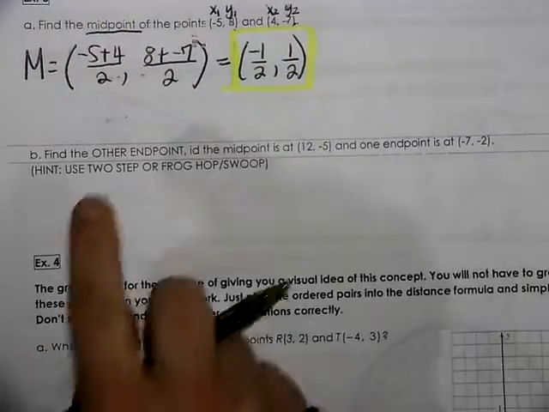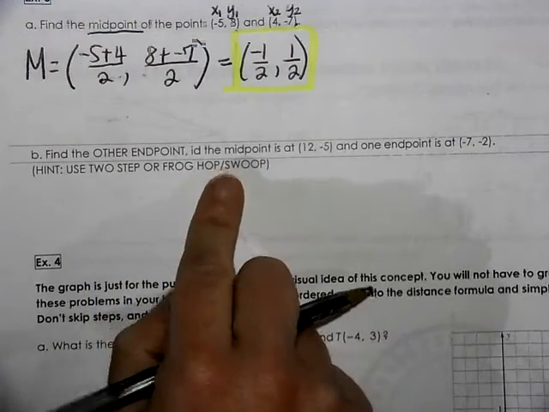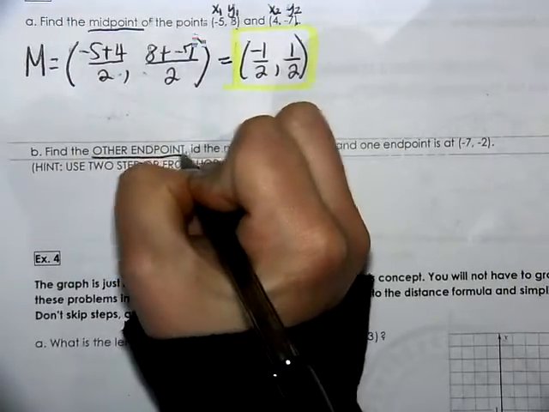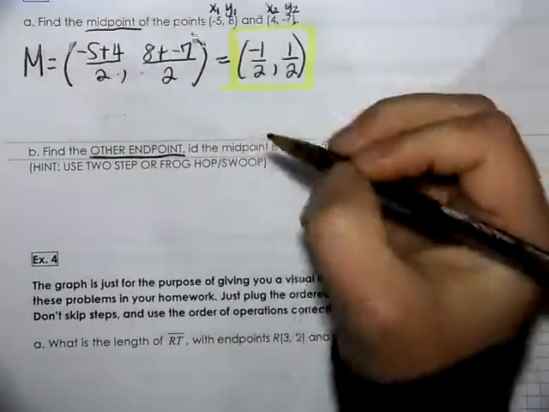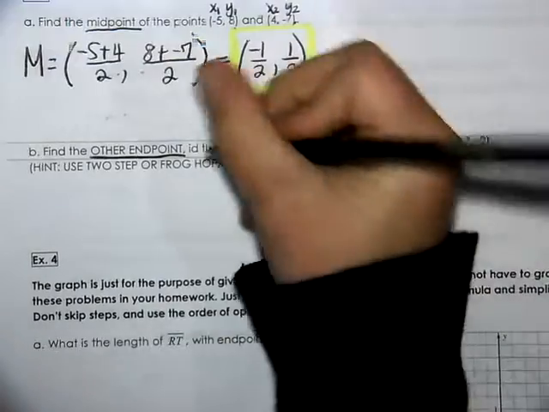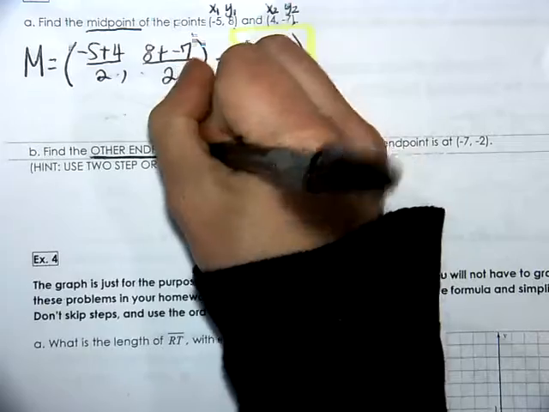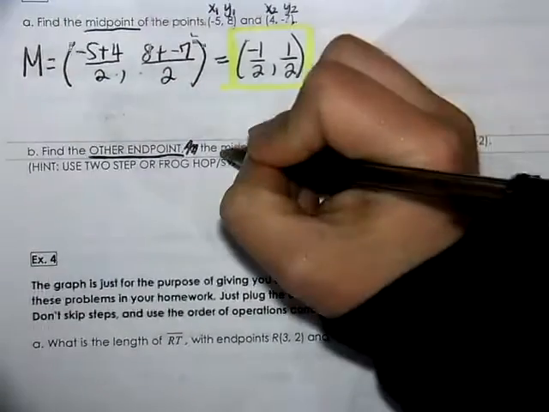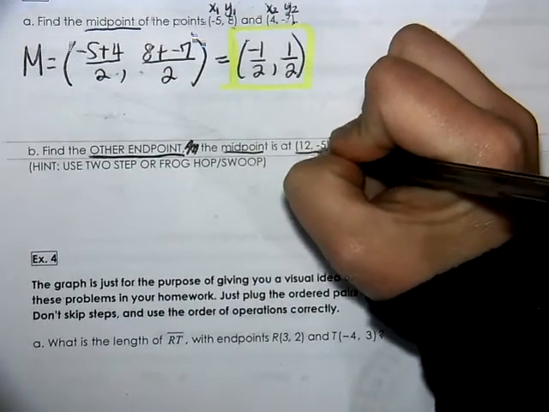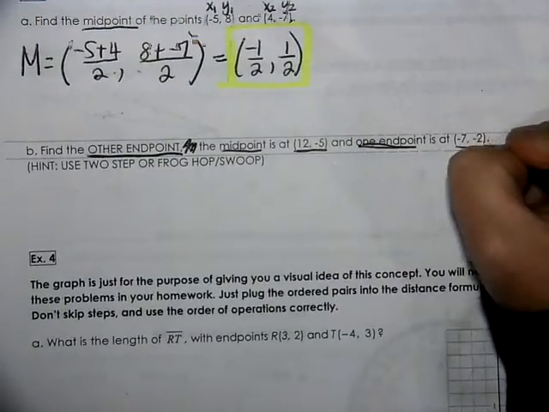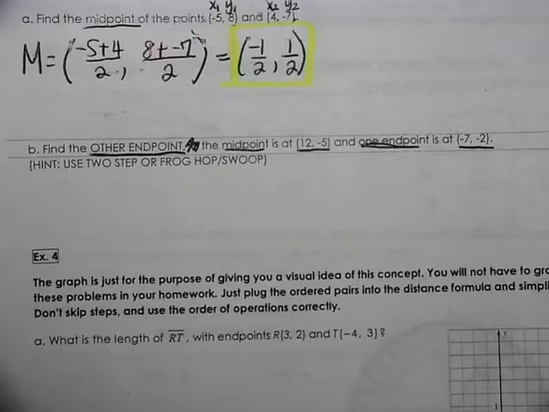Next, letter B. Ooh, this is our 2-step or frog hop. We are asked to find the other endpoint. So I don't know what this is, given that the midpoint is 12, -5, and one endpoint is -7, -2.